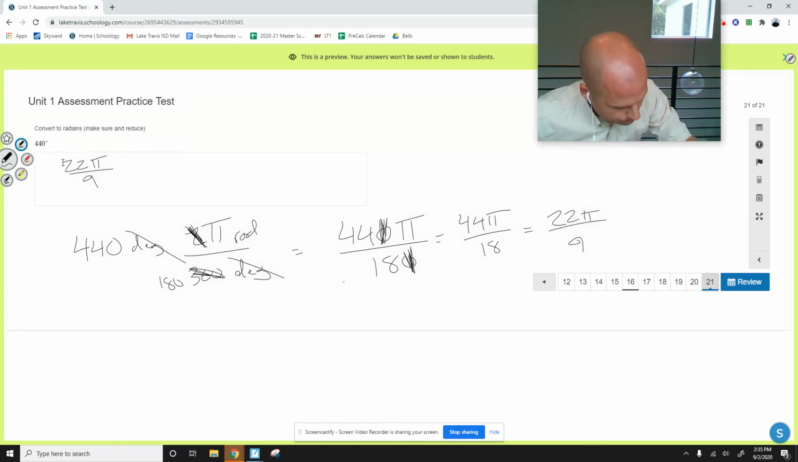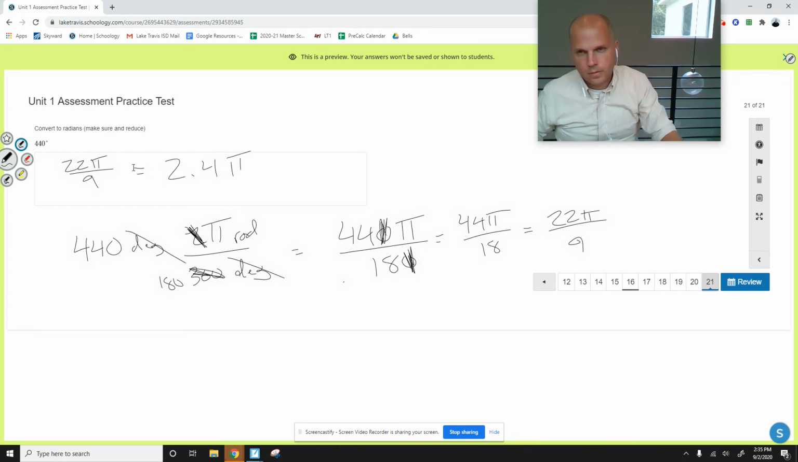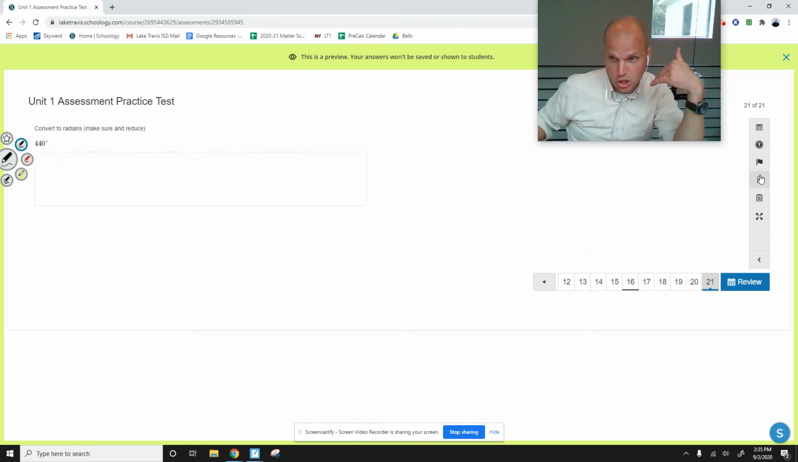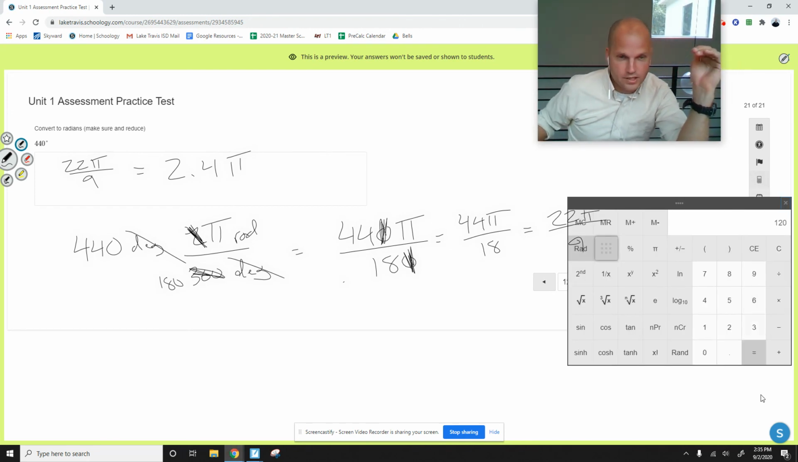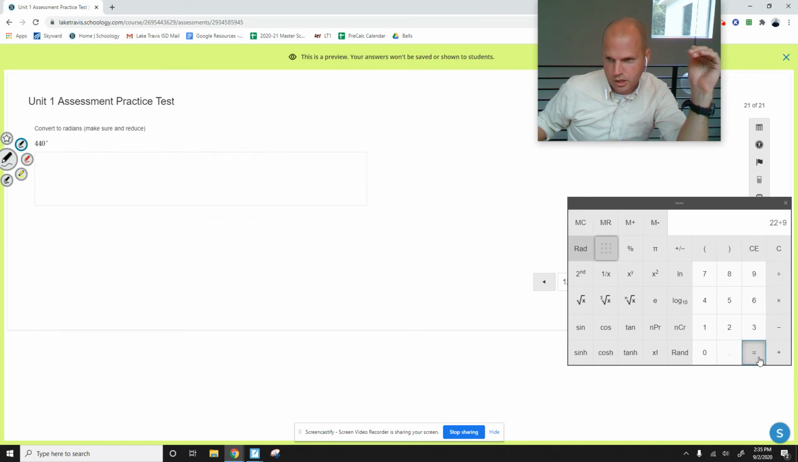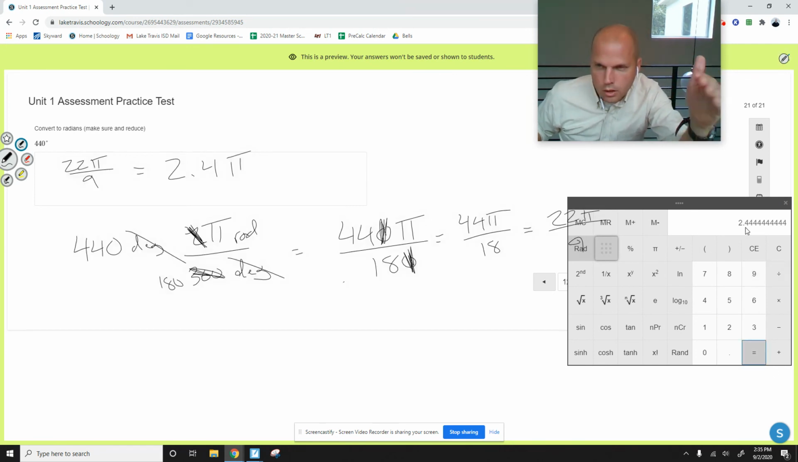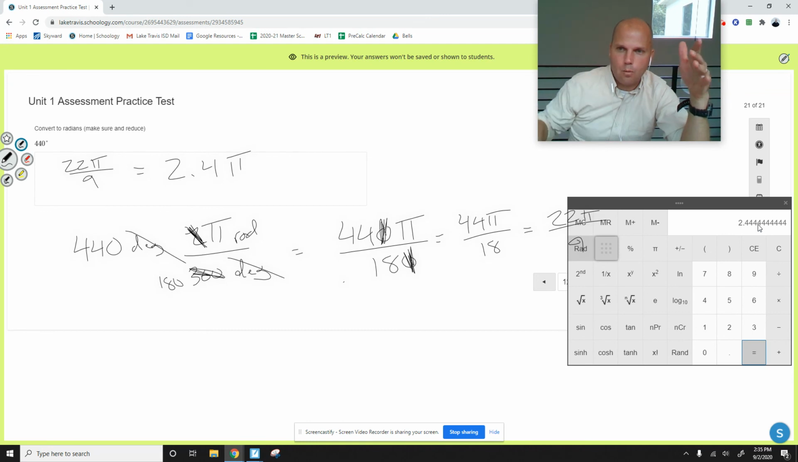What I saw on some of your answers already was people saying this is 2.4 pi. No, wrong. 2.4 is not 22 divided by 9. You might say, yes, it is. Look, it's 2.4. No. That's 2.4 repeating. That is different. In this class, we need to get used to not rounding. We want exact answers. Unless your decimal stops, we're never going to use decimals as answers. This decimal does not stop, so I want the exact answer, which is 22 divided by 9.